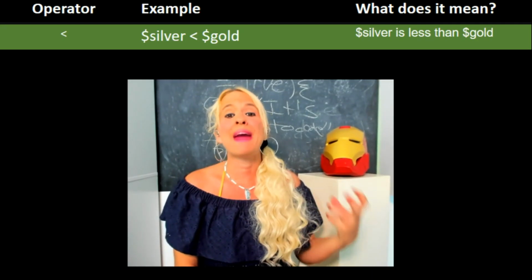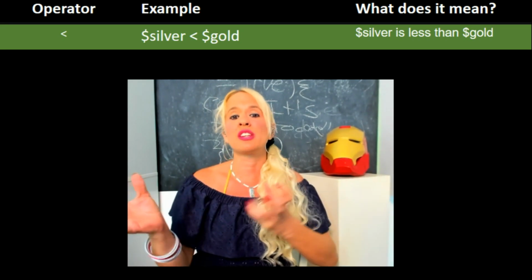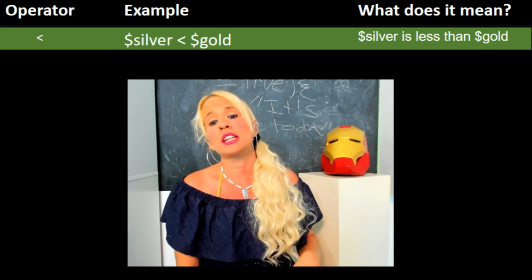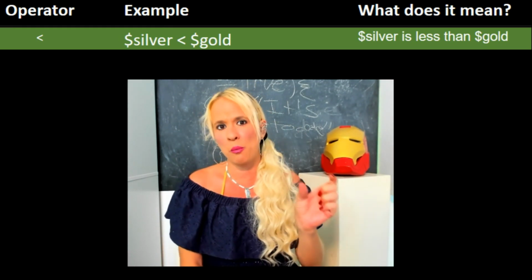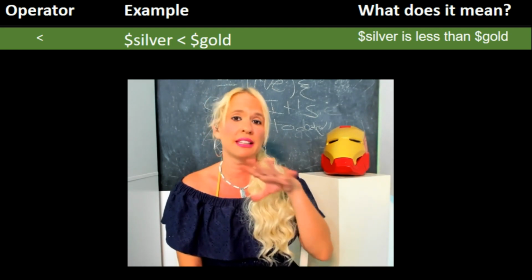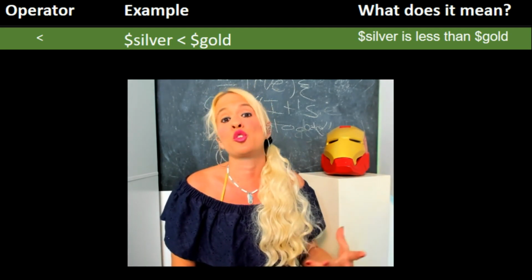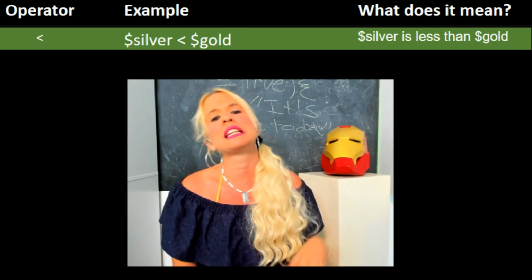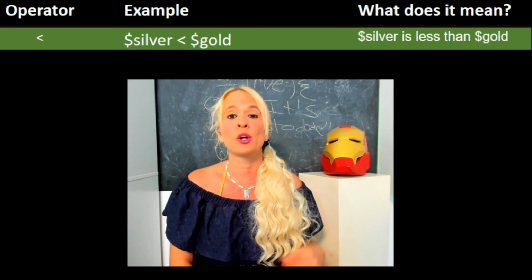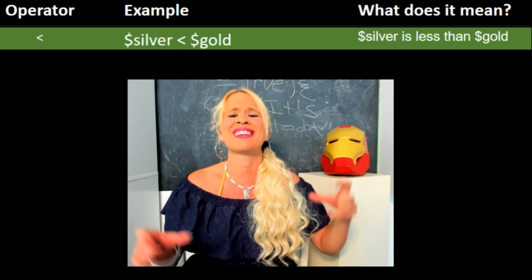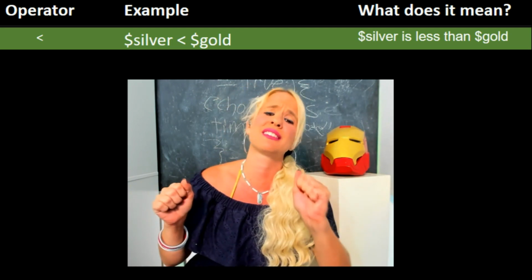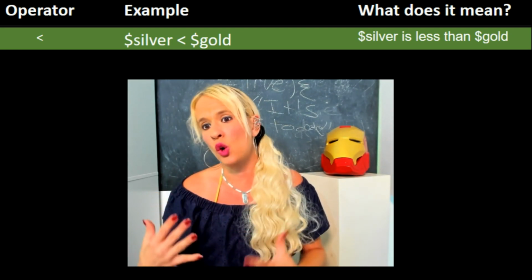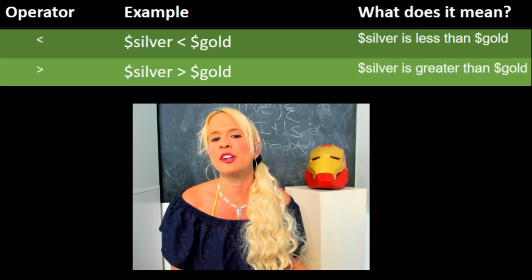Okay, next we're going to do comparison operators. We can use those to compare things. The first one we're going to do is less than. If you want to look at this chart while I discuss them, I will put the link. This table is on my website. So the first one is less than. My example, $silver is less than $gold. We're comparing those two variables, and we're saying that the value contained inside $silver is smaller than the value contained in $gold. The next one is greater than.